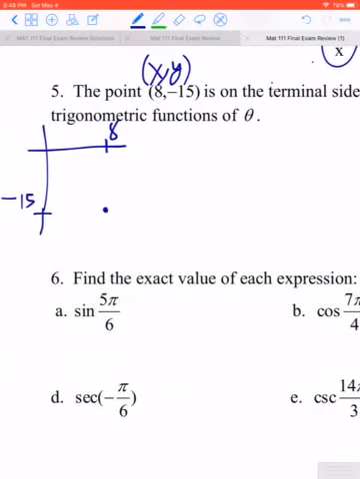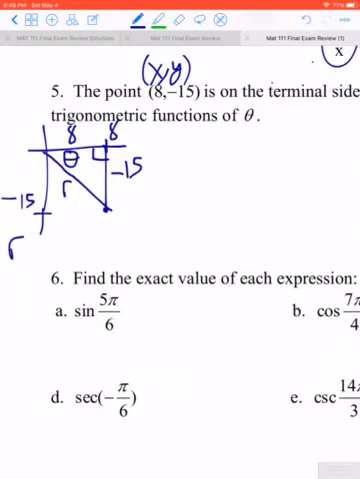This is our point. If you wanted to sketch what the right triangle would look like, you simply draw a line to the point from the origin, and then you draw a perpendicular to the x-axis. And this is the right triangle that we're looking at. And the acute angle theta is the one that's made with the x-axis. You can label the sides using signed numbers. This is 8, this is negative 15. And in this context, the hypotenuse is usually referred to as r.